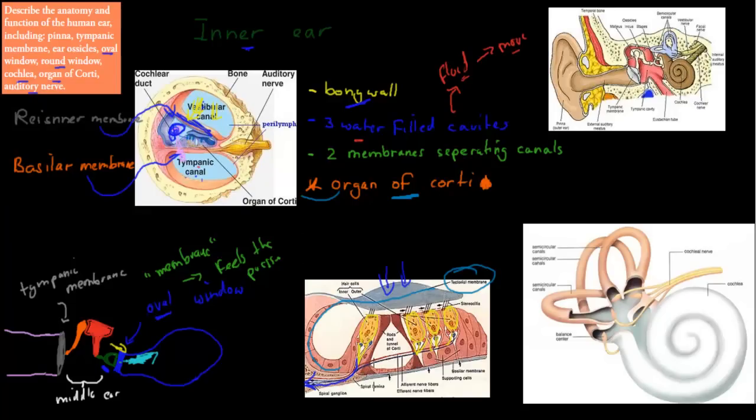And when the basilar membrane is pushed onto, it'll also activate the organ of Corti, right? So you've got water pushing onto the organ of Corti, and then that organ of Corti activates the hair cells, which are part of the organ of Corti, and that sends a signal to the actual brain.